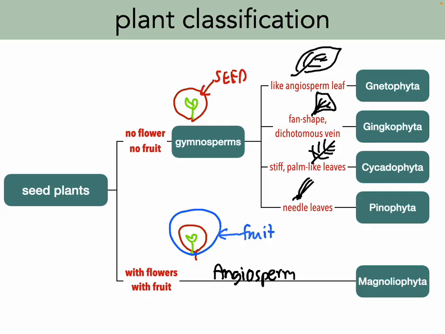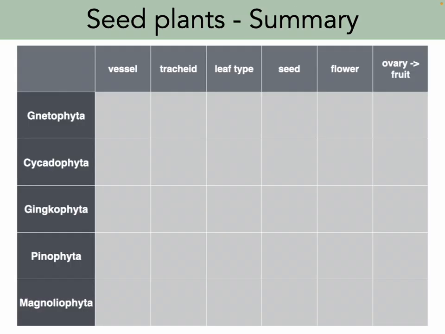All right? So, let's review, let's summarize everything together. I'm gonna give you guys about 2 minutes and just yes or no, right? So for example, Gnetophyte have both vessel and trachea, and leaf type is expanded leaf.